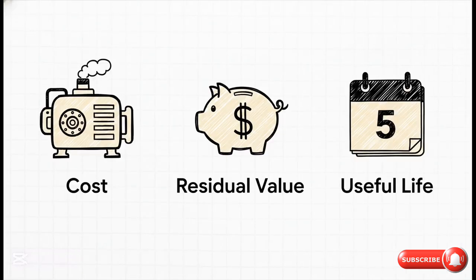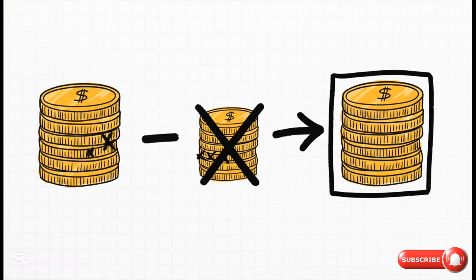I'm telling you, if you get this number right, you are well on your way. Let's make this real with a quick example. For our $1 million machine, let's just say we estimate its residual value at $100,000, and we plan to use it for about 5 years. There they are, our 3 key ingredients, all ready to go. Okay, now we just apply the logic. First, we find our depreciable amount. We take the $1 million in cost, subtract the $100,000 in residual value, and that leaves us with $900,000. That's the total amount we need to spread out.